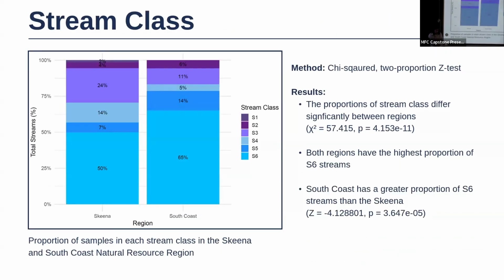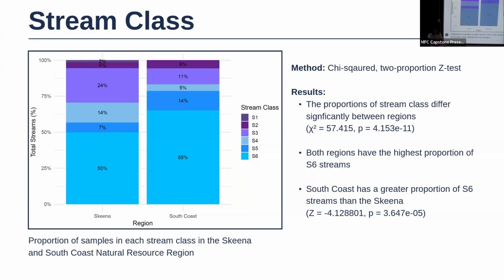Results of the chi-square test also showed significantly different proportions across stream classes between the two regions. However, in both regions, S6 streams were sampled the most out of all classes. This doesn't necessarily mean that S6 streams are the most abundant throughout the entire region. Once again, sample locations are based on cut blocks. So this more likely reflects that S6 streams are more likely to be located in or adjacent to cut blocks, and therefore are disproportionately exposed to logging.